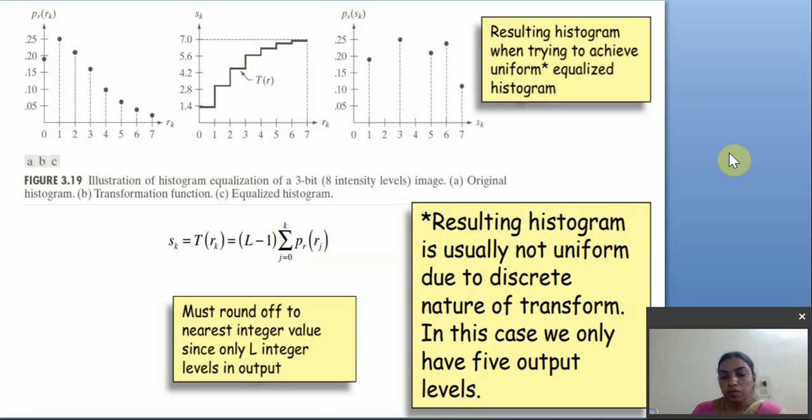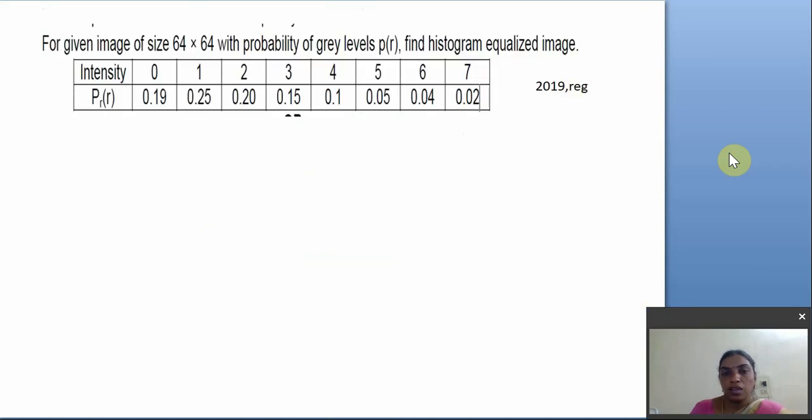So next, this is the homework problem. Note down: for a given image of size 64 by 64 with the probability of gray levels, find the histogram equalized image. The intensity levels are given. This one came in the 2019 regular paper. So note this down and do this problem as homework.